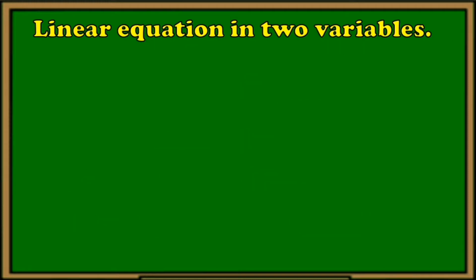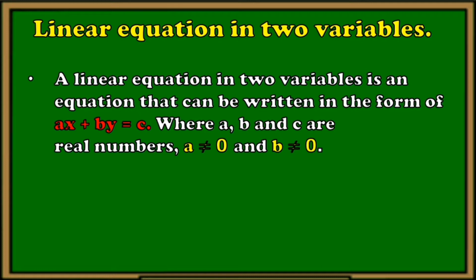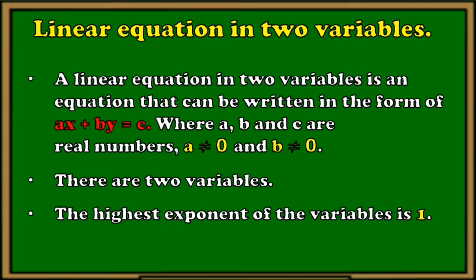Linear equation in two variables. To define that, a linear equation in two variables is an equation that can be written in the form of ax plus by is equal to c, where a, b, and c are all real numbers, and a and b are not equal to 0. There are two variables, and the highest exponent of the variables is 1.